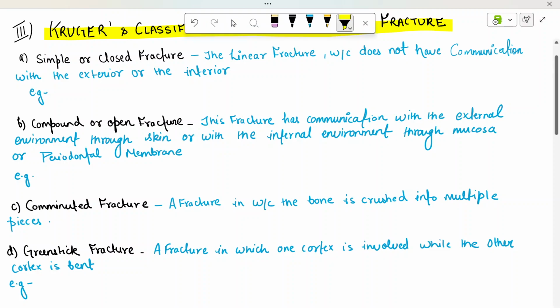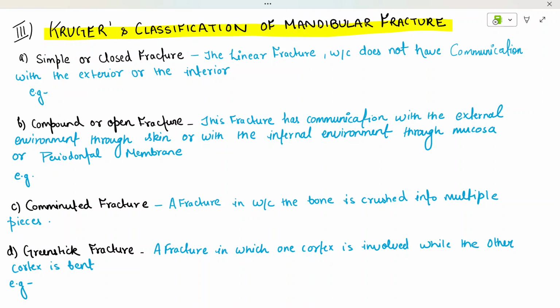So number one is simple or closed type of fracture. What is a simple or closed type of fracture? By the name, it says that this type of fracture is simple. Any fracture, basically a linear fracture, which does not have any communication with the exterior or the interior environment is termed a simple or closed fracture.